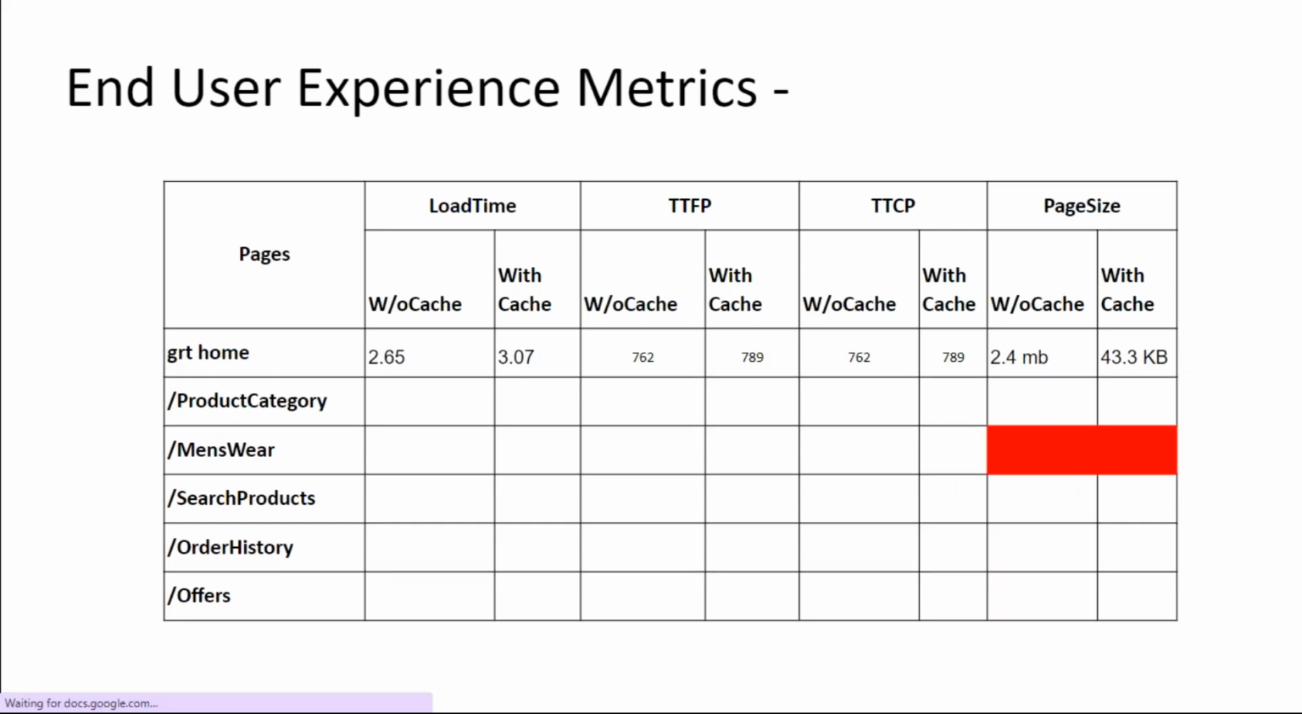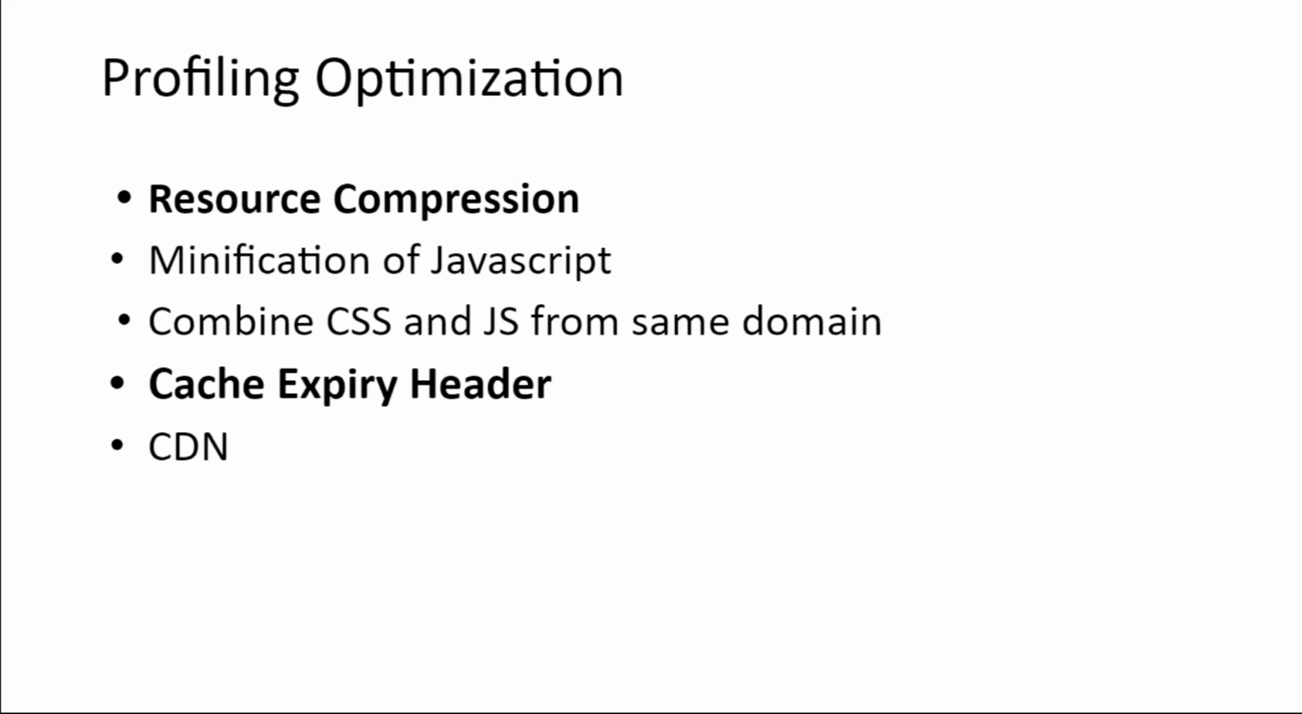I'm just going to cover only the optimization, which doesn't have any connectivity to any of the other sessions. Okay, that's why I picked this. So if you are a performance tester or a performance engineer, and you want to provide recommendations or optimization on the web page, what are the things which you can give? Okay. So number one, there are 5 things which we are going to look into. One is the resource compression, minification of JavaScript, combining the style sheet and the JavaScript from the same domain, and then the cache expiry header, and then content delivery network.